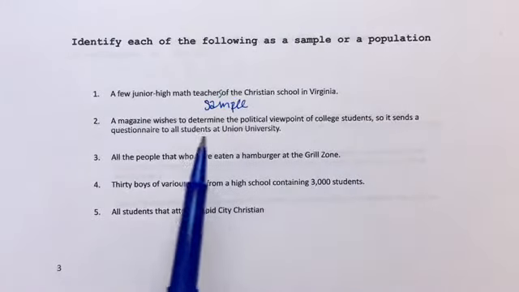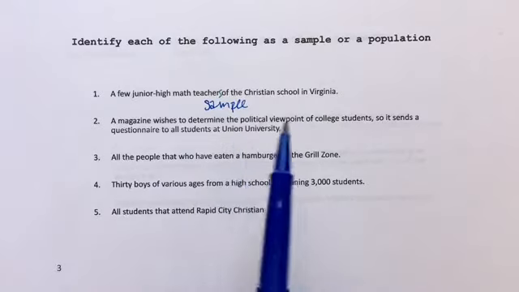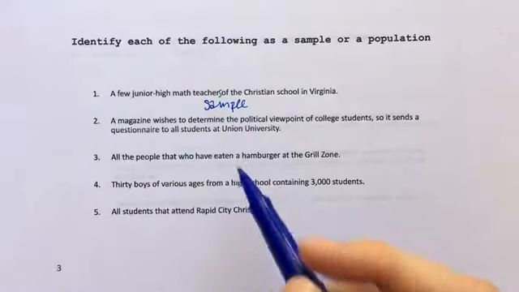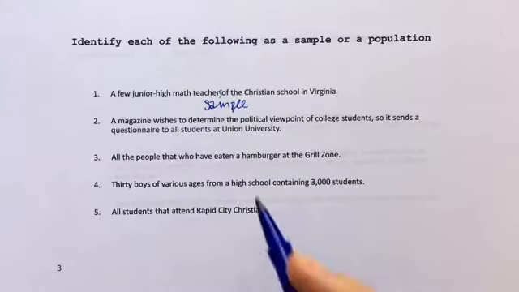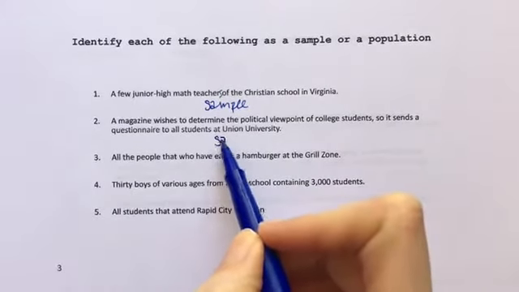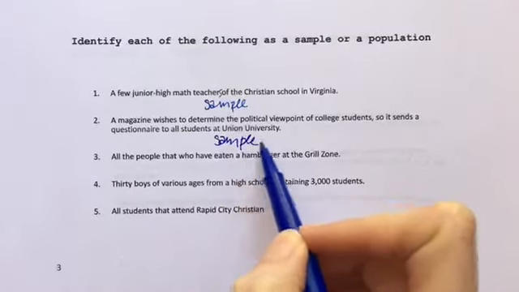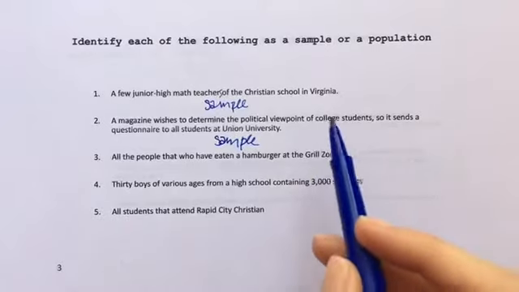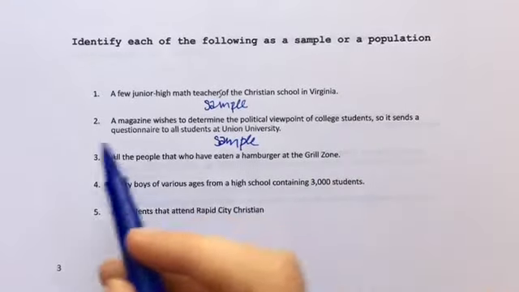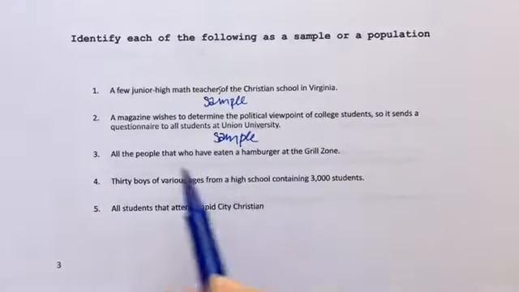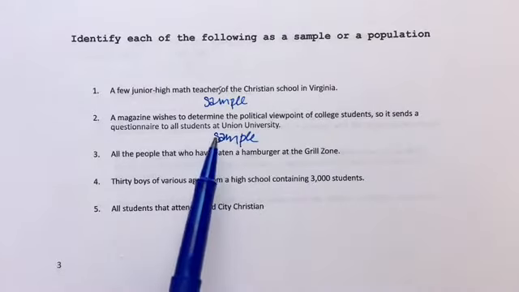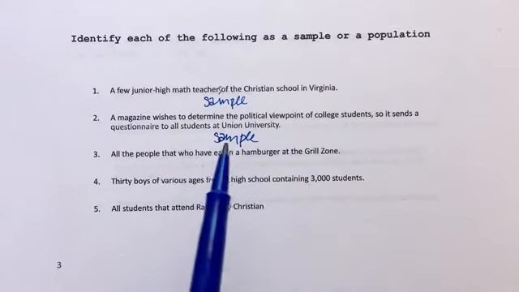Are there more college students than the ones that go to Union University? Well, obviously, right? There's a lot of college students, so we could say this is just a sample. In this case, it would be just a sample because if we want to find the political viewpoint of Union University college students, and we ask all of the Union University students, then it would be population. But since we're looking at the entire college student population and we're only asking the students at this particular university, it is a sample.